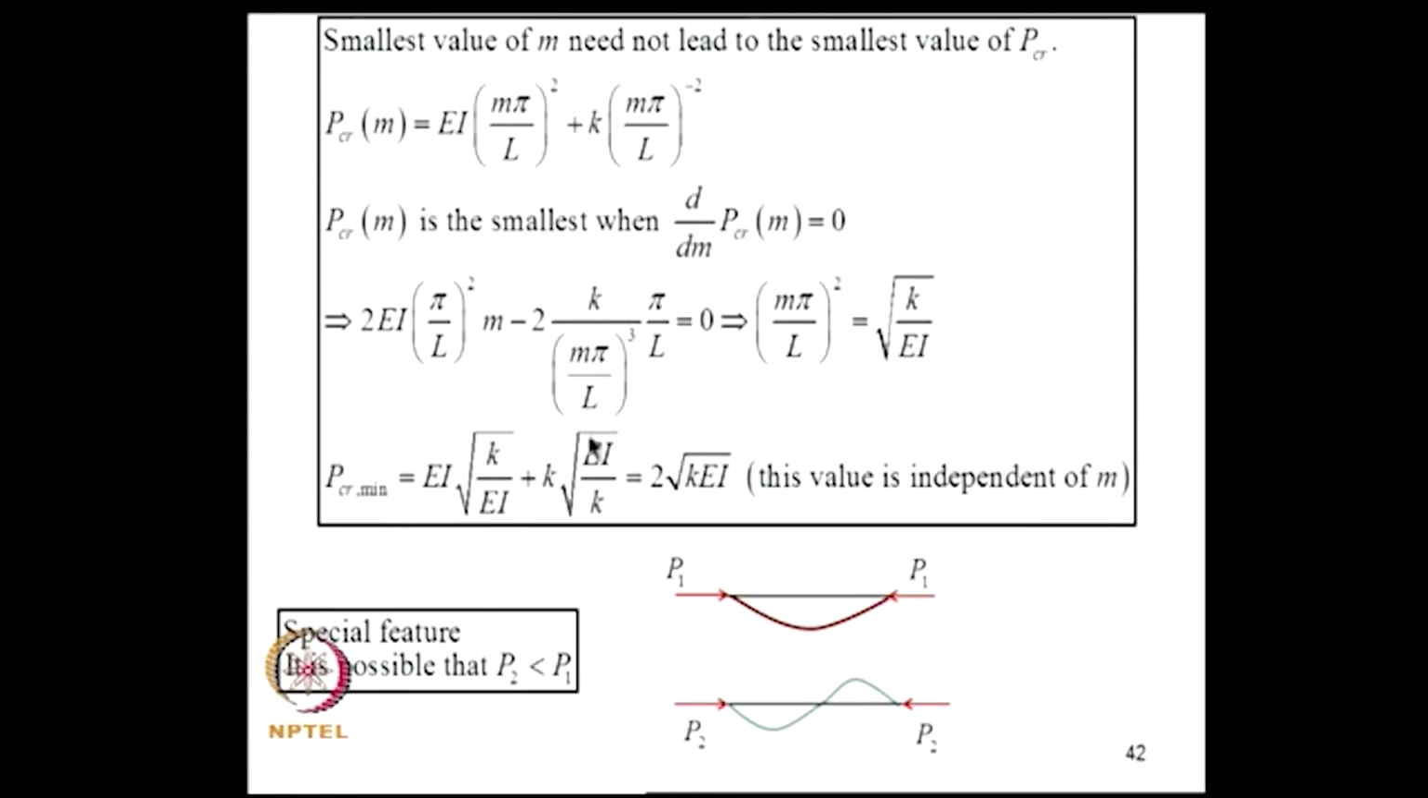If I substitute that optimal value of m into the P critical value, I get this as 2 into square root k EI. This value is independent of m. Now that means it is possible that P2 is less than P1. Suppose P1 is the load at which we get a half sine wave, and P2 is the load at which we get a full sine wave. It is not necessary that the ordering should be such that P2 is greater than P1; P2 can be less than P1. So this can be the critical load depending on the problem that you think of.